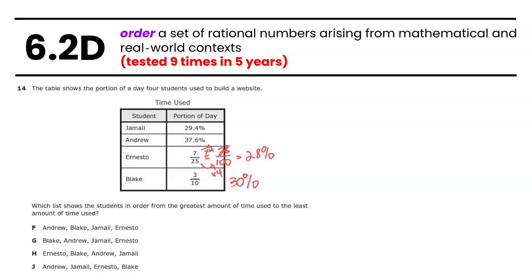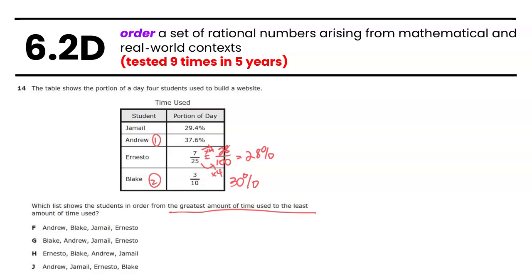And so now we can compare this just by looking at them as 4 percentages. And we want this to be from greatest amount of time used to the least amount of time used. And so the biggest percentage there is going to be Andrew. He's going to be first. The second is going to be Blake with 30%. So Blake is going to come in second.